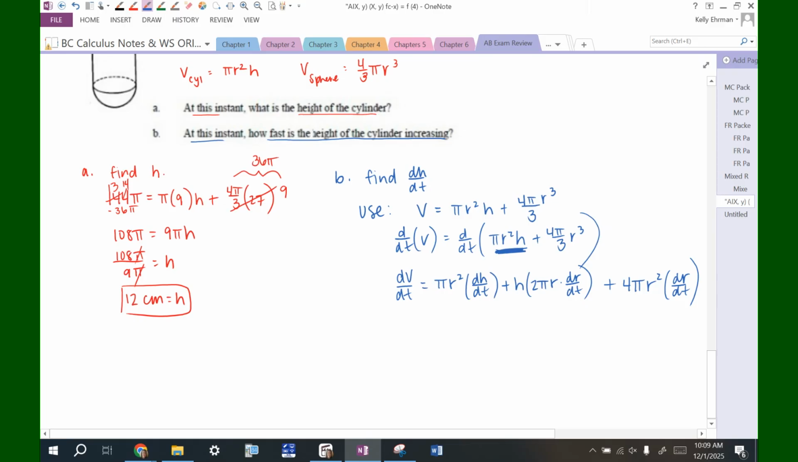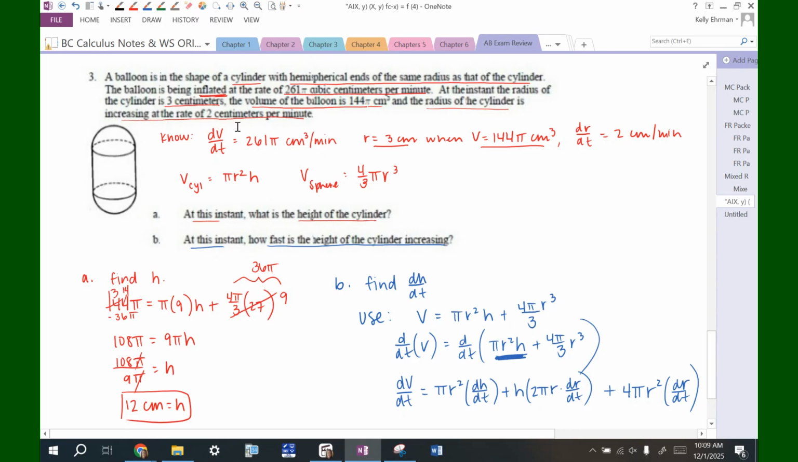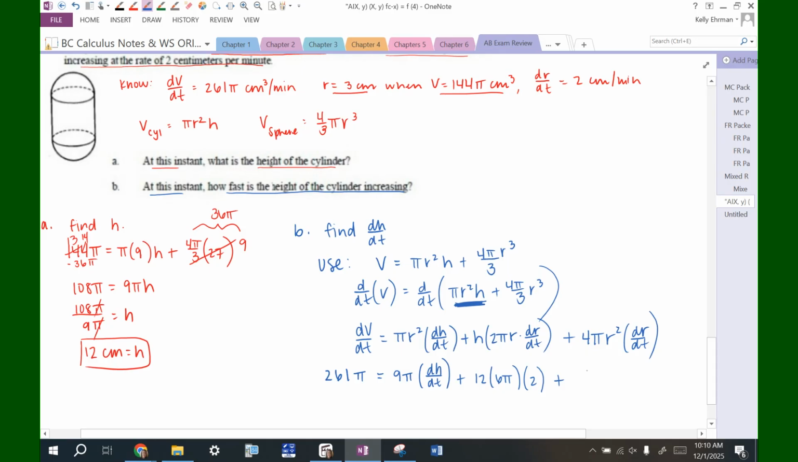Now we can plug in what we know. We know all this stuff. Do we know dV/dt? Yeah, dV/dt is constant, so it's 261 pi equals pi times r squared, so 9 pi, times dh/dt, that's our unknown. Plus we do know the height is 12, so 12 times 2 pi times 3, which is 6 pi, times dr/dt, which is 2, plus 4 pi times 3 squared times dr/dt, which is 2.